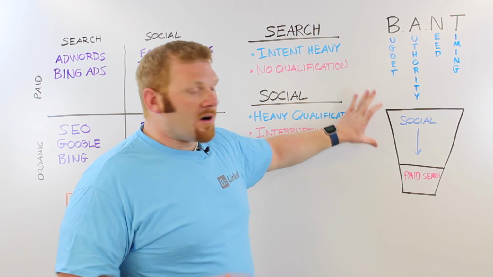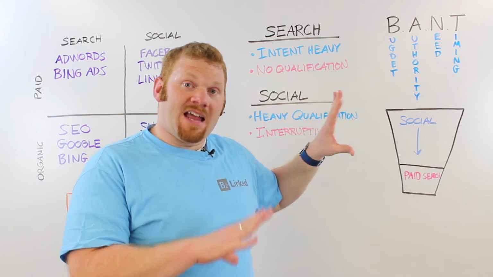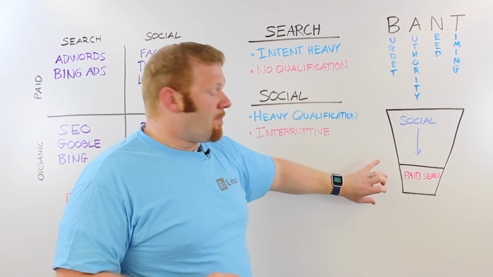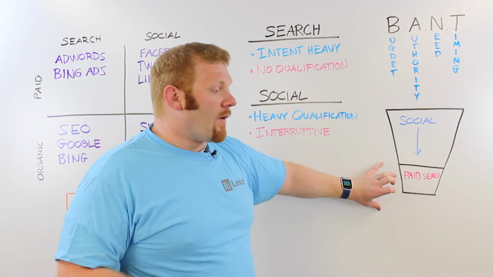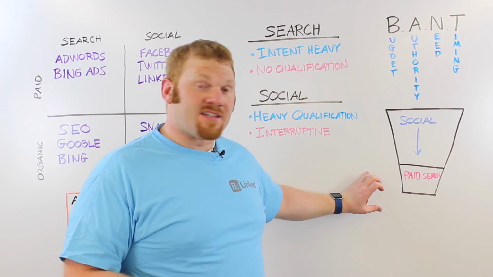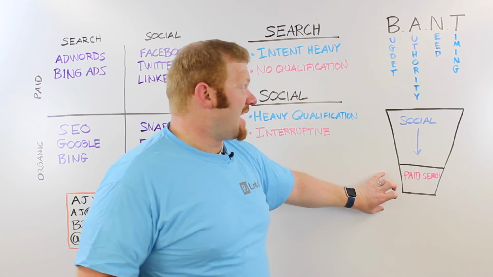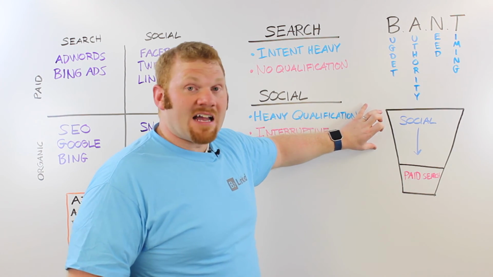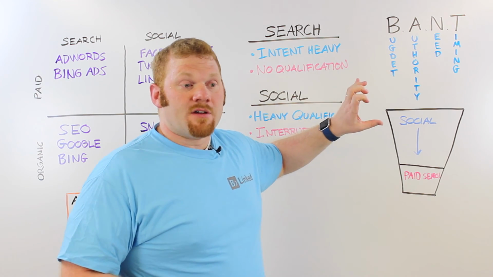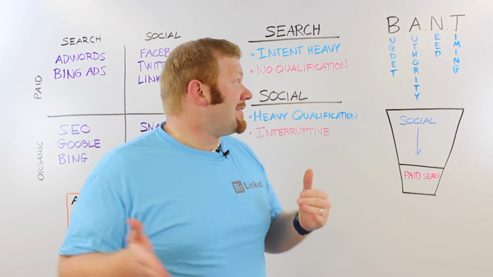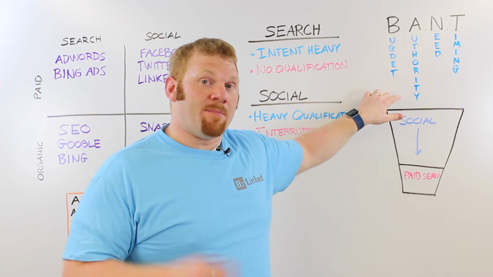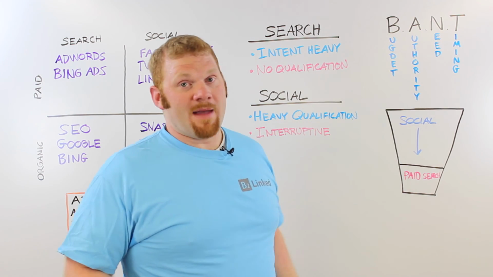So when you're assessing where you're spending your money as a company, realize that your paid search activities are going to be really fast to close, but they're going to be smaller deal sizes. Social is going to take a little bit longer, but the deal sizes are going to be larger because you can make sure you're targeting people who have the budget and the authority to make that purchase.